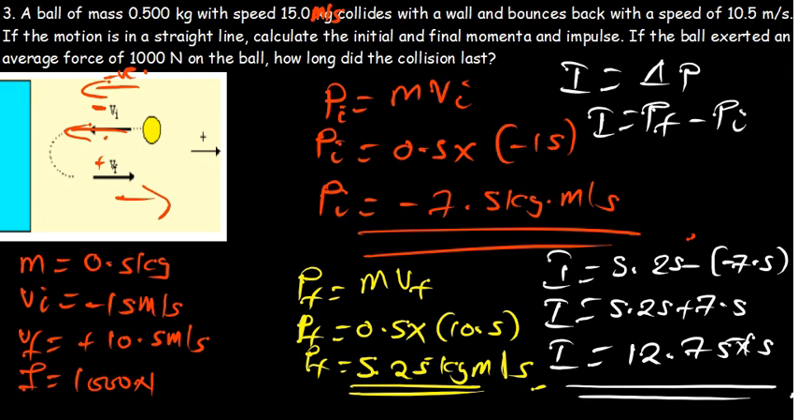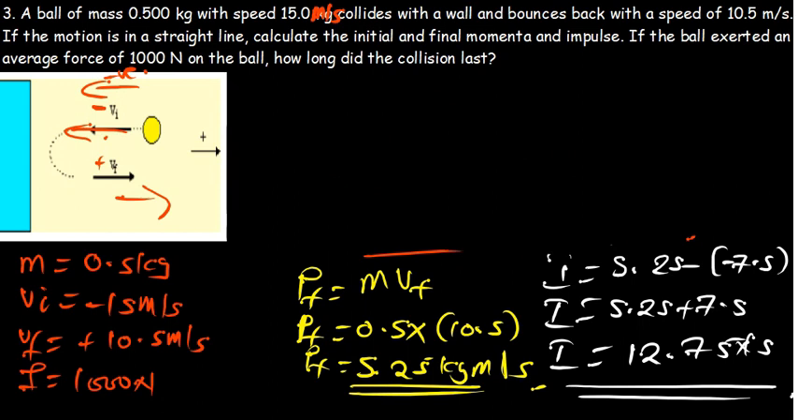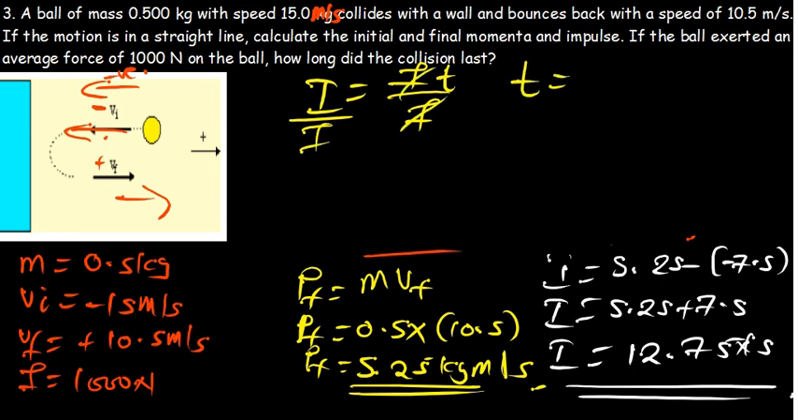Now another question here is saying if the ball exerted an average force of 1000 newtons on the ball, how long did the collision last? Now they want us to find the time. Now we know that impulse is given by the force times the time. I can divide both sides by the force, so these two can cancel. Therefore t will be the impulse divided by the force.